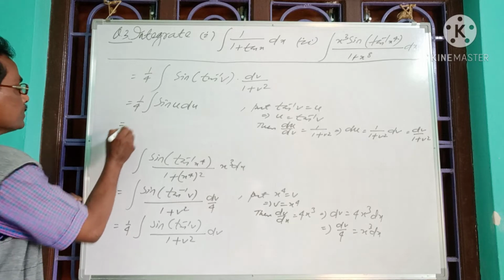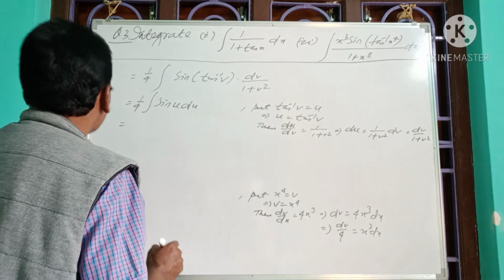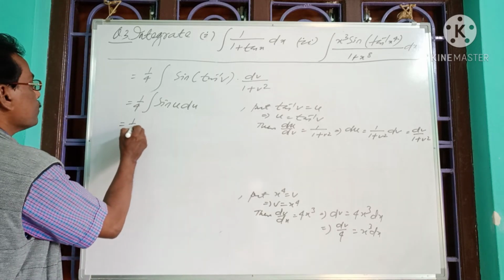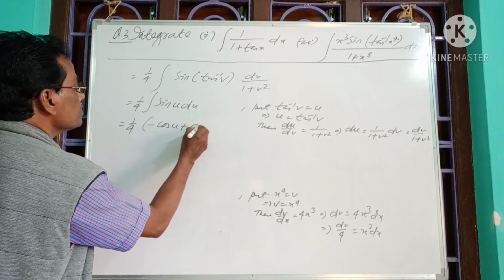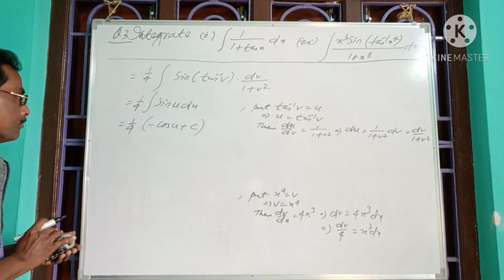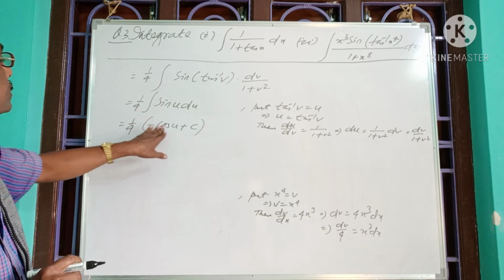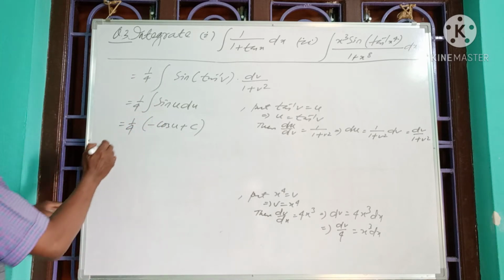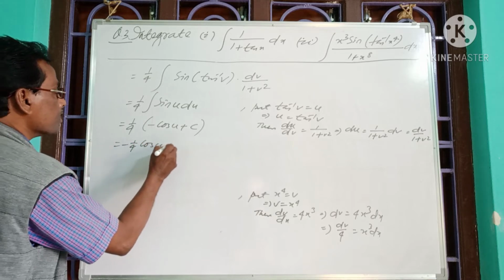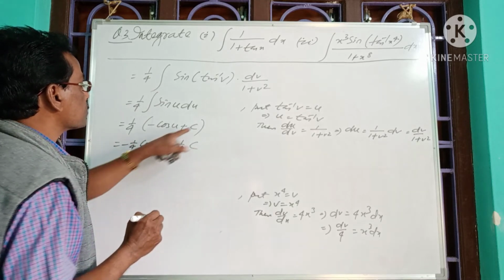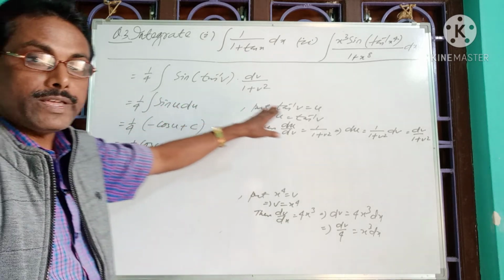So integrating, we have 1 by 4 into minus cos u plus c, the constant of integration. So integration of sine u with respect to u is minus cos u plus c. So we have minus 1 by 4 into cos u plus 1 by 4 into c, where c is the constant of integration. Now the original function was a function of x.